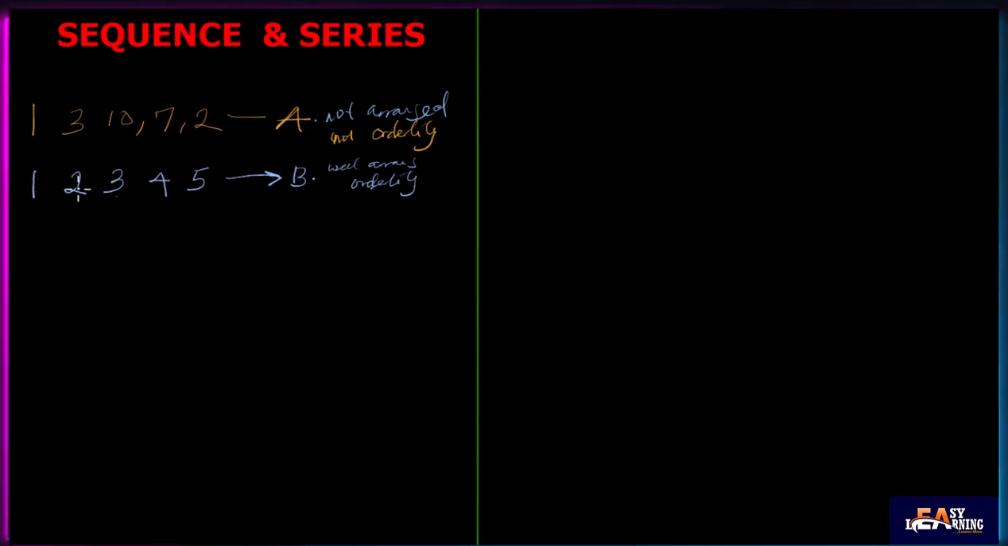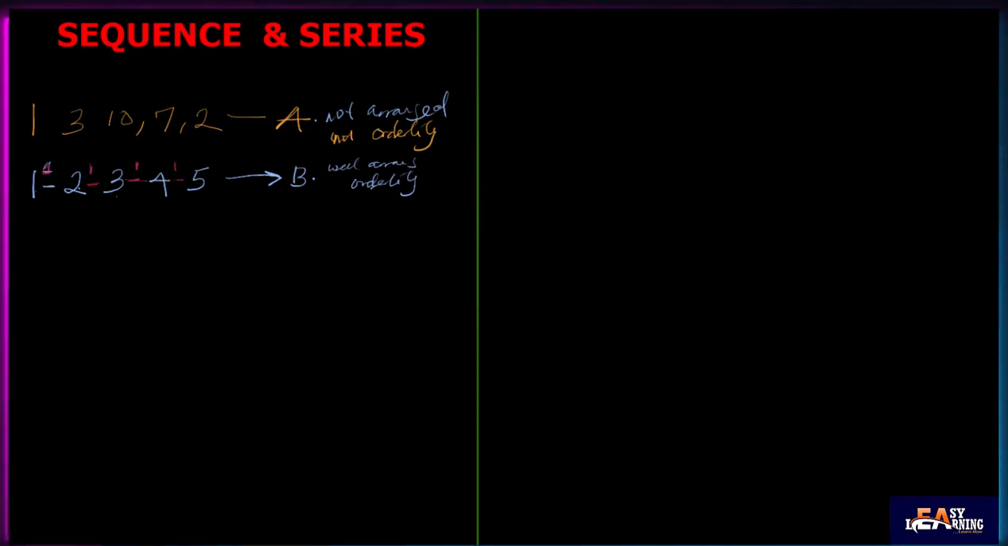If you look at this one, after 1 is 2. The difference between 1 and 2 is what? It is 1. After 2 is 3. The difference between 3 and 2 is 1. The difference between 3 and 4 is 1. The difference between 4 and 5 is 1. See, the difference remains the same throughout. That is a set of numbers that we call a sequence. You're going to write it down.